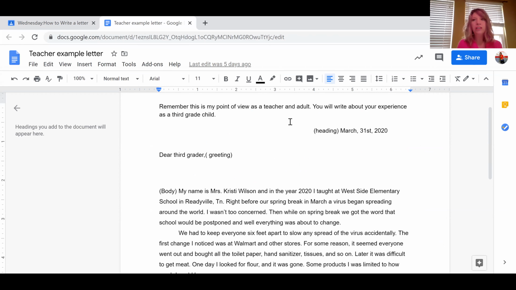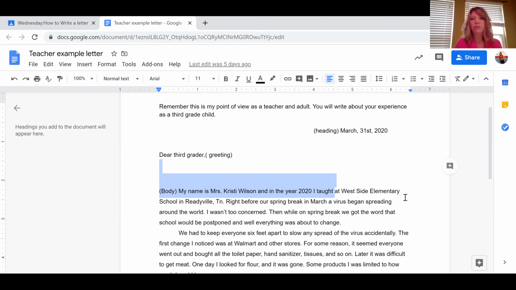Now, where are you going to get that information from? From that outline you filled out. So notice I have my heading. I wrote this on March 31st, 2020. I have my greeting, "Dear third grader." And then I have my body. And remember, we indent paragraphs. So I indented. This is the body. And I introduced myself. That's the first thing I did.